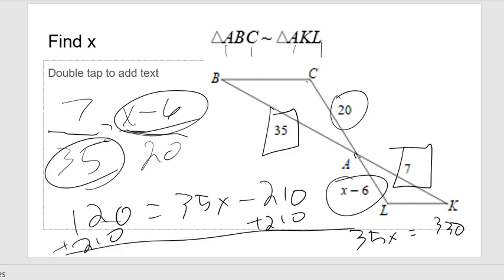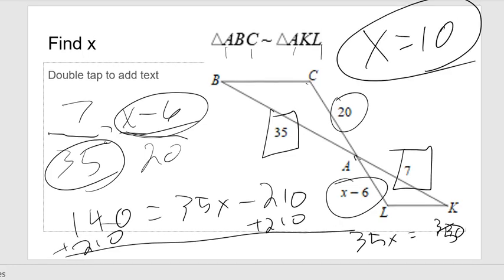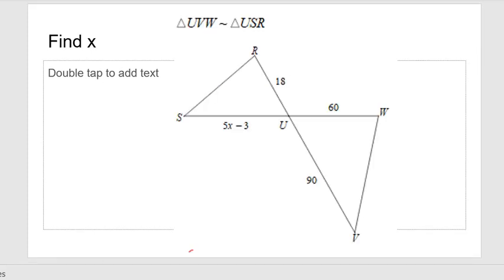Let's just double check. Oh, dang it. I hate when I make mistakes. That should be 140, not 120. So 140 plus 210 is 350, and then x is 10, because 350 divided by 35 is 10. Alright, two more.